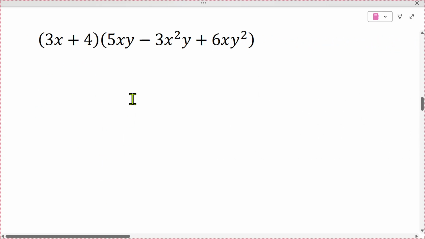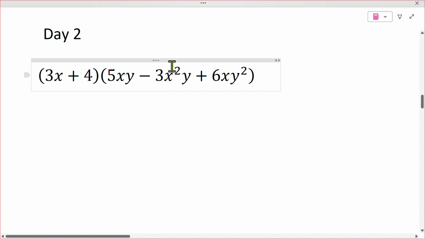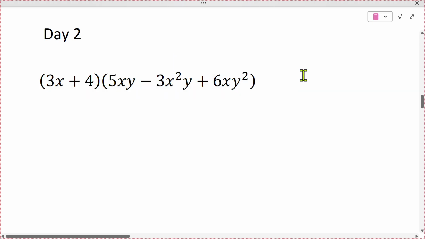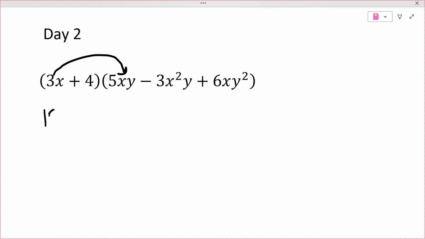Again, here's another 2x3. This one's a little more complicated. I've got double variable. Doesn't really change anything though. I'm still going to do it the same way. Again, I could do this with the box, or I could do this by distributing. I'm going to demonstrate this one with distributing. So I'm going to do 3x times 5xy. So the 3 times 5 is 15. And then I have xy, so that's x squared y. I'll then do the 3x times negative 3x squared y.